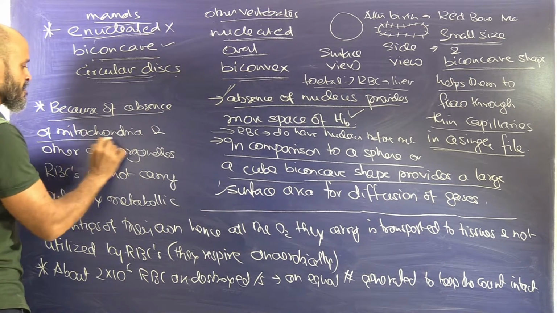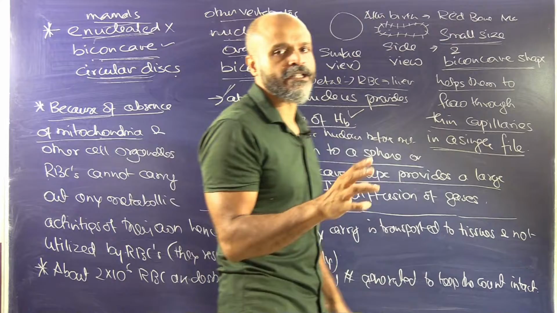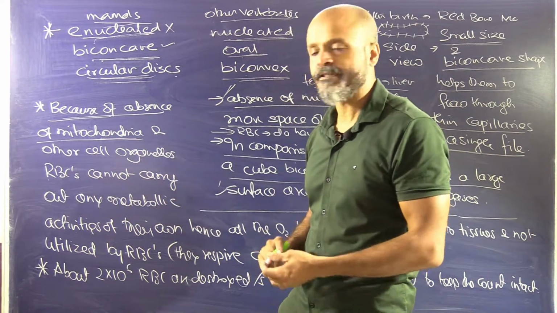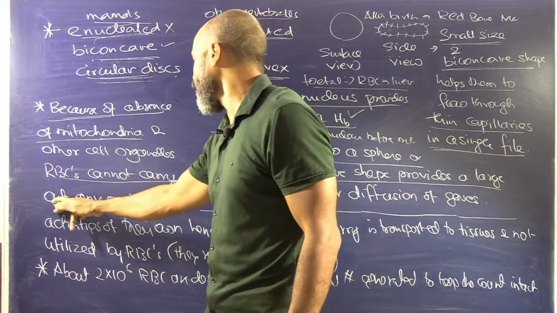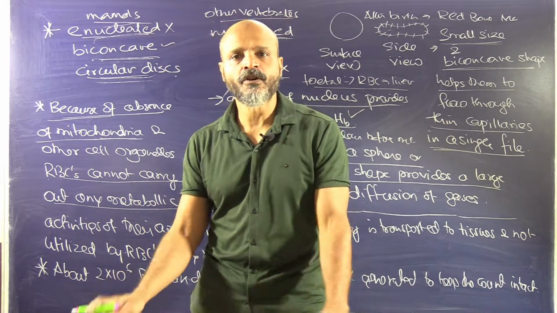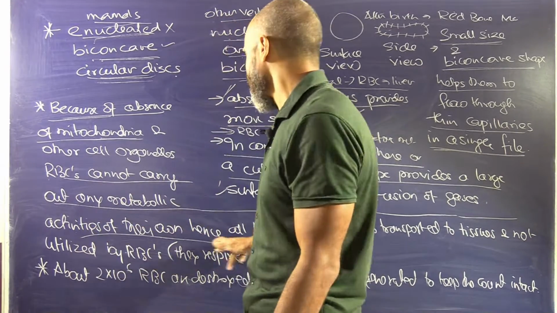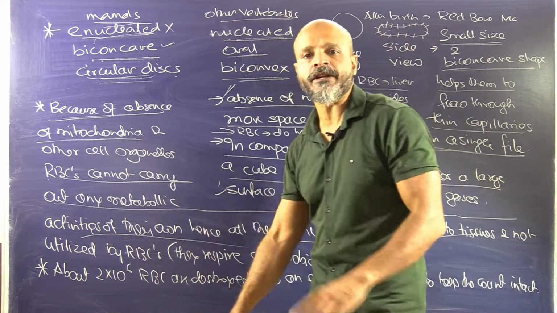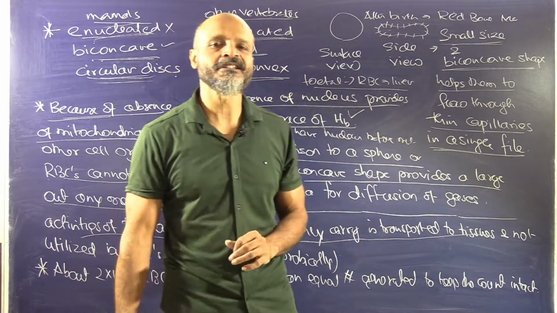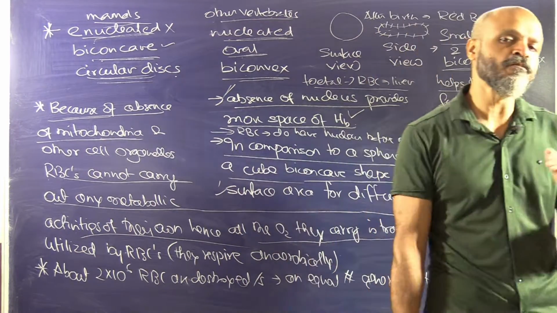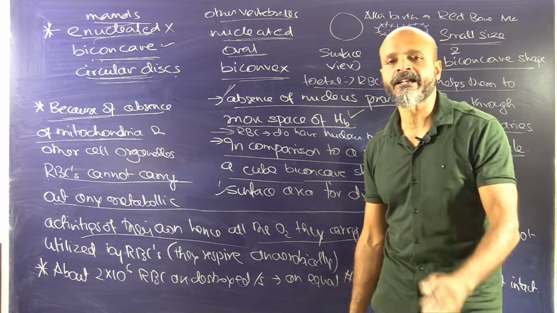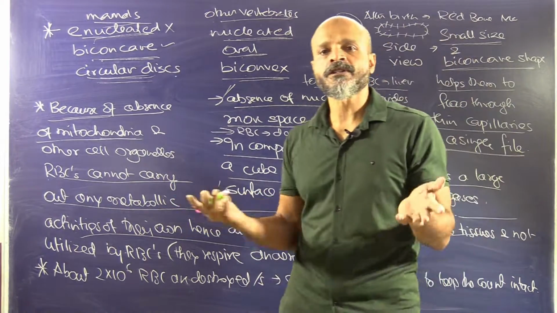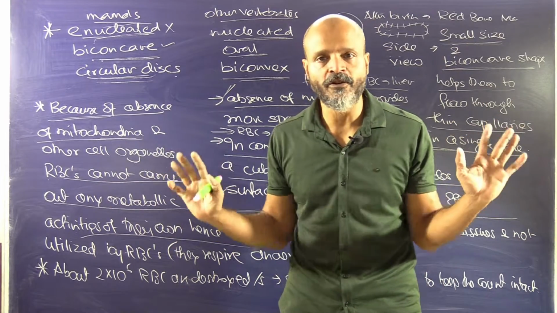Now along with the nucleus, other things are also absent, which are mitochondria and other cell organelles. So RBCs cannot carry out any metabolic activities, and all the oxygen that they carry is transported to tissues and not used by them, because in the first place they do not have mitochondria.